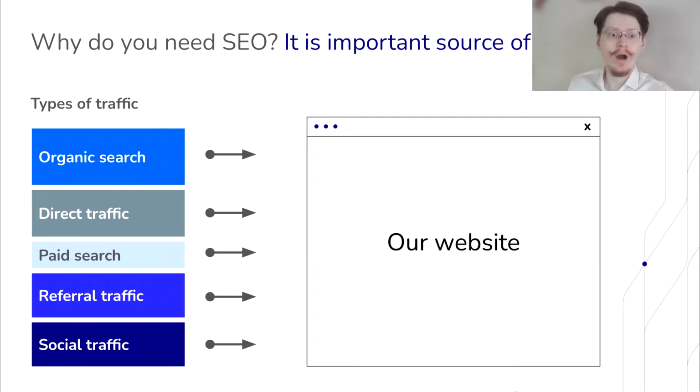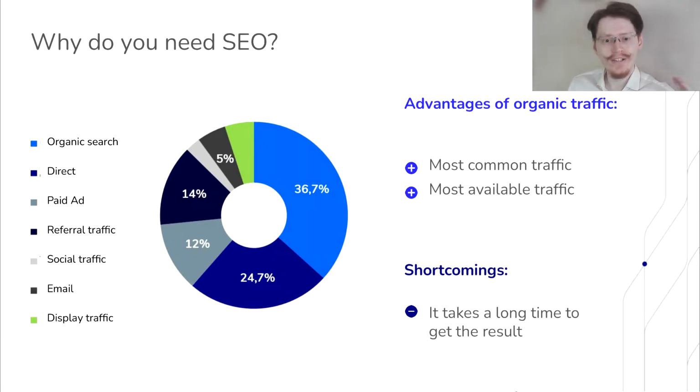And there are quite a few other types of traffic: direct traffic, paid traffic, referral traffic, and social traffic. As you see, organic traffic takes quite a lot of space, up to a third of the whole traffic of your website. Why organic traffic? Why not the rest of them? Well, firstly, it is, as I said, most common. It is the main source of visitors on your website.